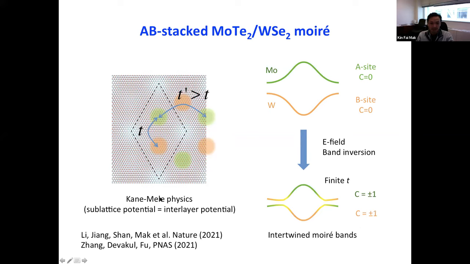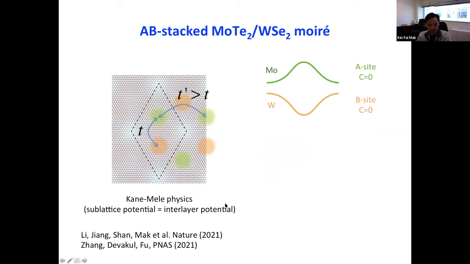And in this particular material set, actually the sublattice potential between the A and the B sites is equal to the interlayer potential, because these two sublattices belong to different layers. So the application of an electric field can be used to conveniently tune the sublattice potential difference, or the interlayer potential difference, in this material system. And I'm going to show you that this works very well in our experiment. Okay, so this material system, as far as we understand it, provides a physical realization of the 2019 paper that I introduced here.